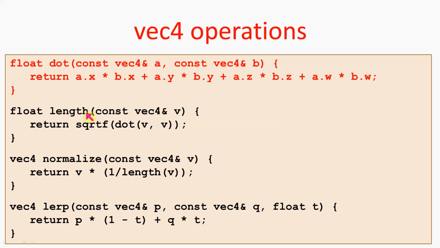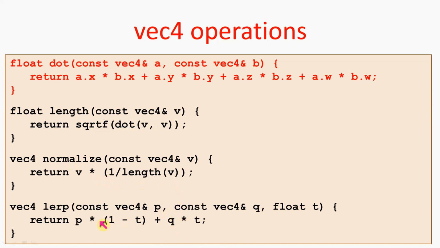For vectors, we can compute the length. The length is just the square root of the dot product of the vector with itself. A vector can be normalized, which means that we find a vector that points into the same direction but has unit length. So normalization means a scaling with the length of the vector.